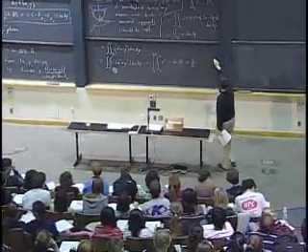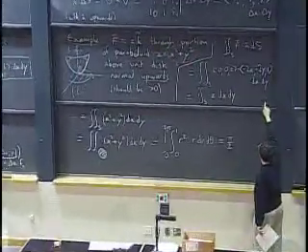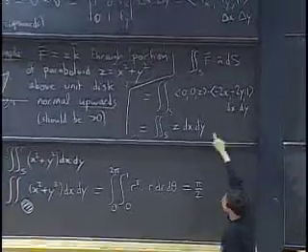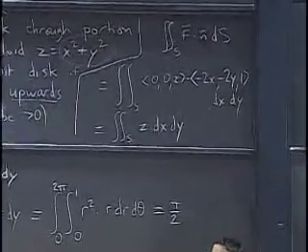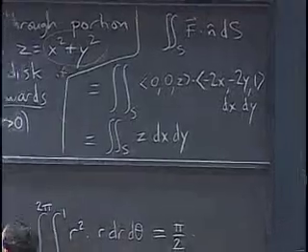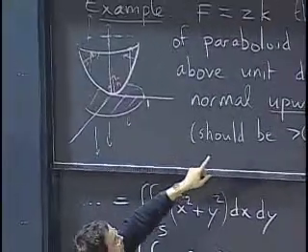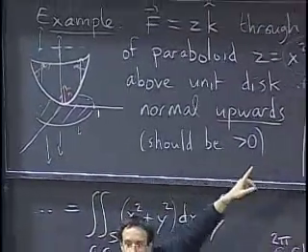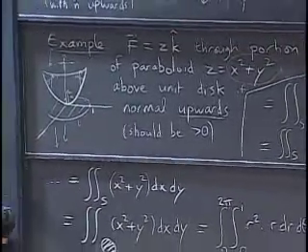Okay, how did I get this negative 2x and negative 2y? So I want to use my formula for n dS, okay? My surface is given by the graph of a function. It's the graph of the function x squared plus y squared. So I will use this formula that's up here.